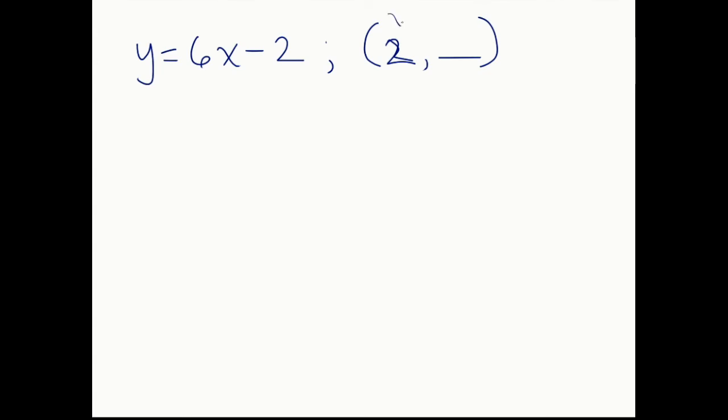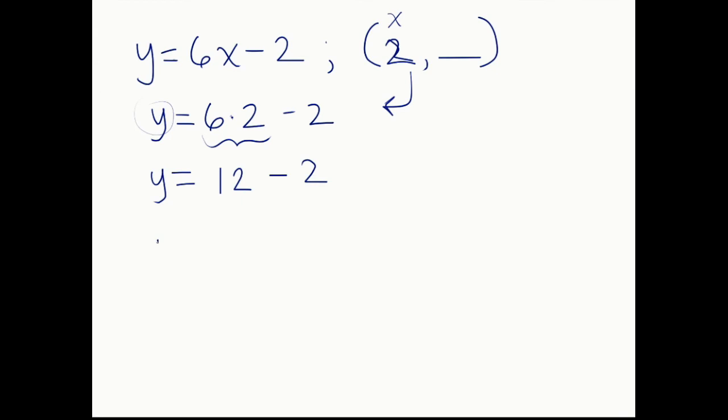I can plug this x value into my equation and calculate the y. So y, I'm still not sure of, I'm just going to leave it as y, equals 6 times 2, because that's what x is, minus 2, because that's my equation. I have to follow the rules of order of operations, so 6 times 2 is 12, minus 2 will give me y. So y here equals 12 minus 2, which is 10. So my solution in the end is 2 for the x and 10 for the y. And you can always plug this back in to double check.